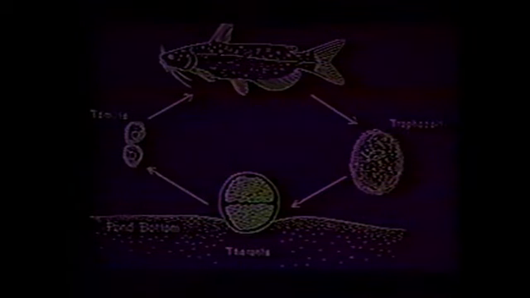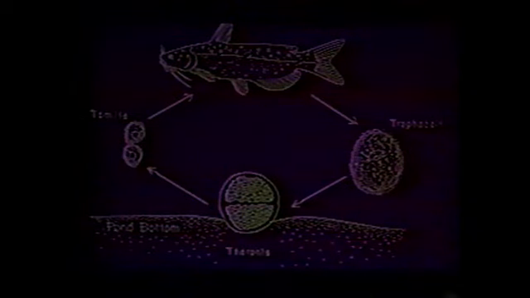Oftentimes we find that if this parasite is enzootic within water systems, either introduction of naive fish or sudden fluctuations in temperatures frequently predispose or contribute to development of this condition known as ick within the fish. This is due to Ichthyophthirius multifiliis.